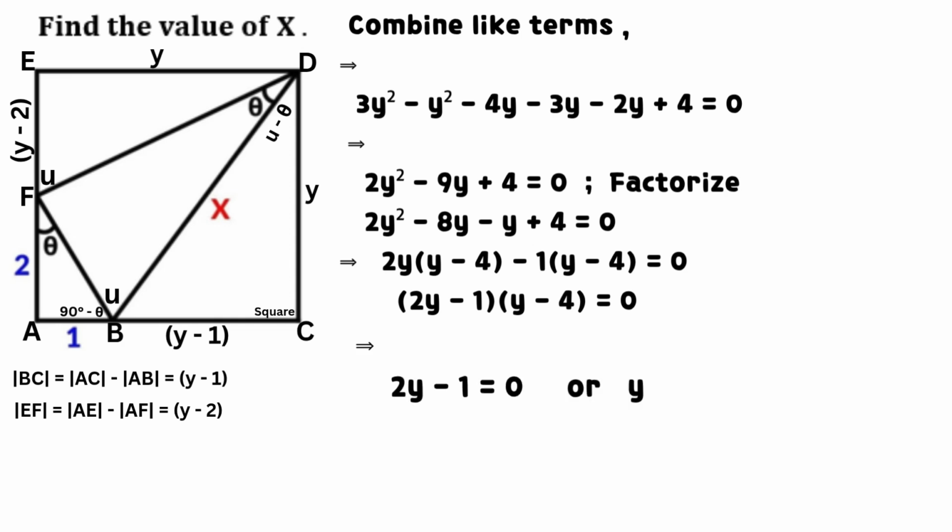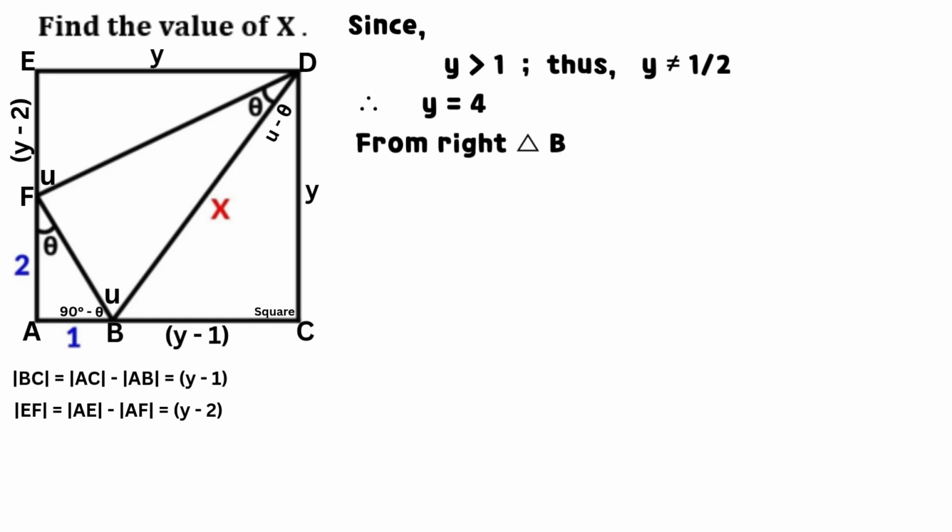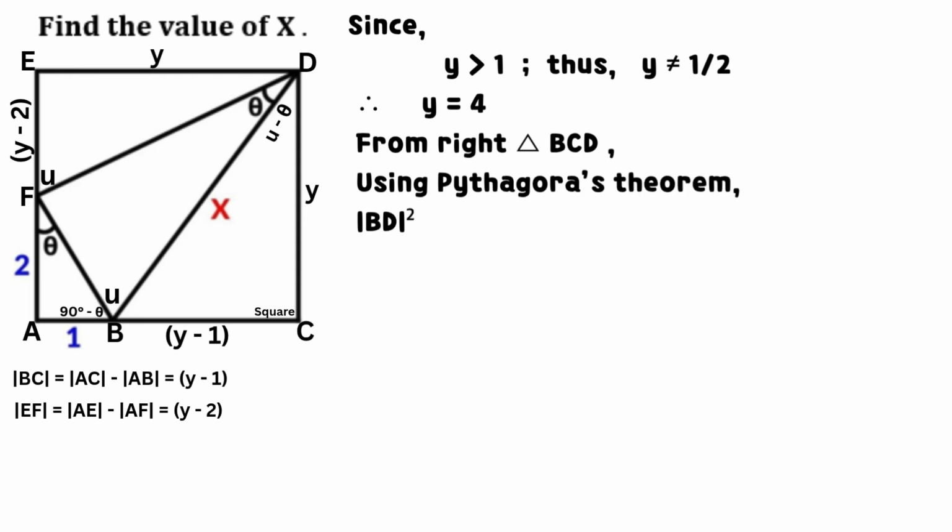Either 2y minus 1 is equal to 0, or y minus 4 is equal to 0. Hence, y equals half or y equals 4. Since y is greater than 1, y is not equal to half. Therefore, y equals 4. From right triangle BCD.